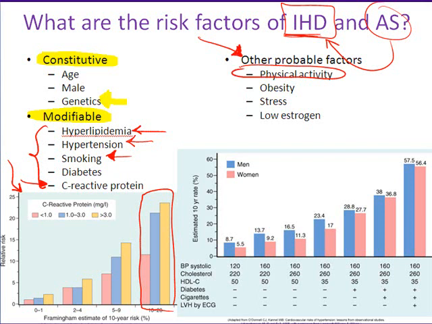People who don't exercise are at greater risk. Being obese, living a life of stress, and as I mentioned before with women after menopause, low estrogen levels also contribute to the formation of atheromas.